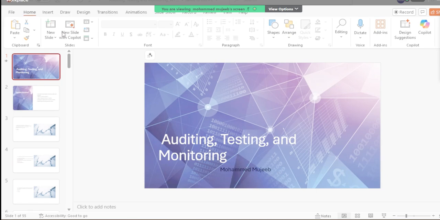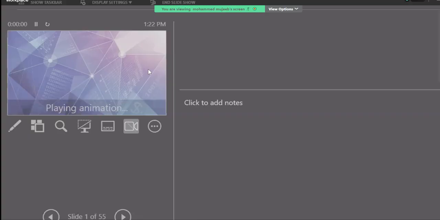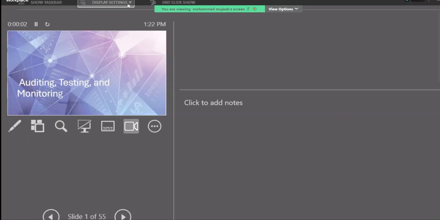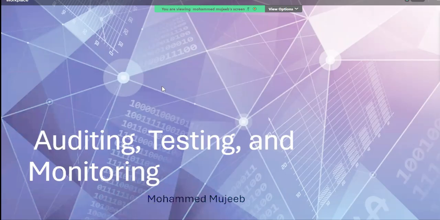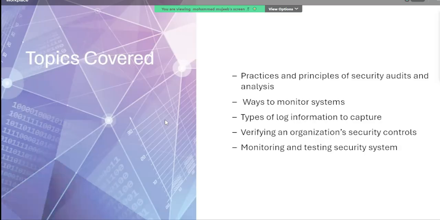So on week 7, we'll be learning auditing, testing, and monitoring. In today's session, auditing, testing, and monitoring is very important, folks. So we will cover practice and principles of security audit and analysis, ways to monitor systems, types of logs, information to capture, verifying an organization's security controls, monitoring and testing security systems.